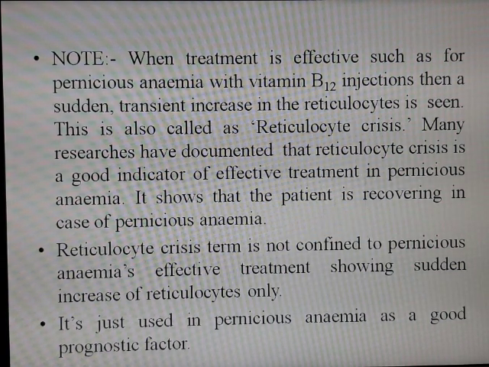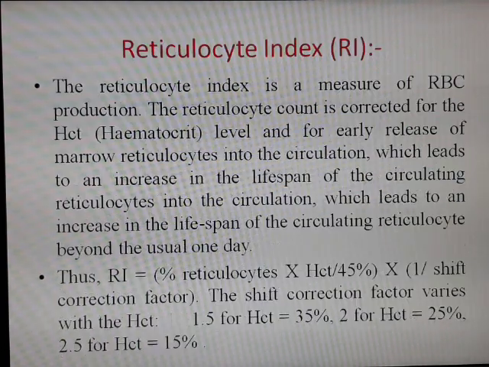Anyway, the term reticulocyte crisis is not confined to effective treatment of pernicious anemia only, but can be applied to anything that shows a sudden increase of reticulocytes. After splenectomy also, we can see reticulocytes increase in huge numbers. There is a sudden outburst of reticulocytes, and we can apply the term reticulocyte crisis in that aspect also. But reticulocyte crisis after splenectomy may not be a good sign. In pernicious anemia, it is a good sign of recovery, so it is a good prognostic factor in pernicious anemia.